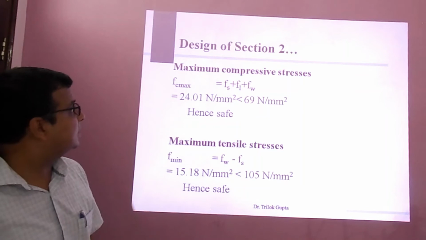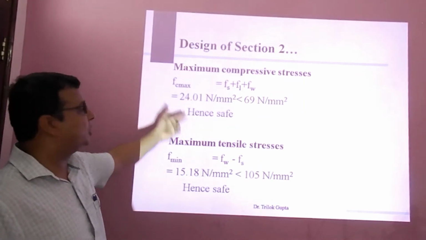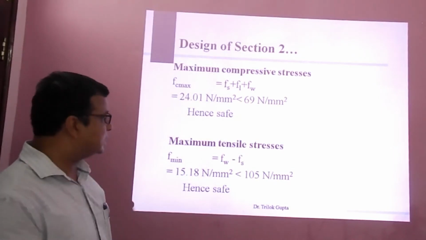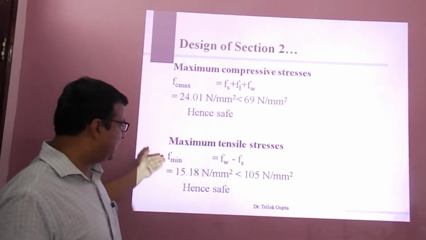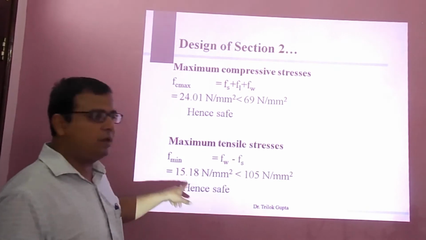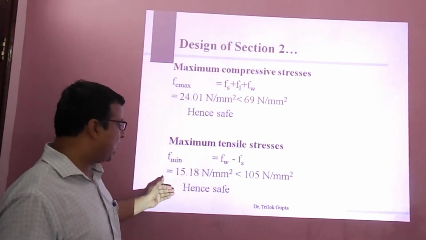Now the maximum compressive stresses will be 24.01, which is less than 69 Newton per mm square, hence the section is safe in compression. And we will check the maximum tensile stresses. So again Fw minus Fs, so 15.18, which is less than 105 Newton per mm square, so hence our section is safe.